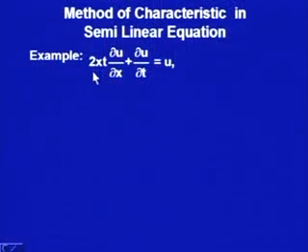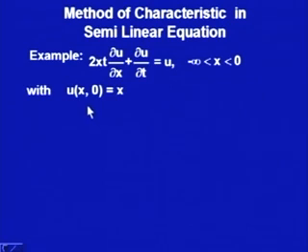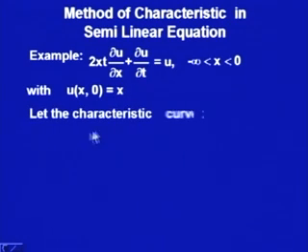Let us see the method of characteristics in a semi-linear equation. Again we will explain with the help of an example. This is a semi-linear equation, that means the equation whose coefficients involve only x and t. So, 2 x t del u over del x plus del u over del t is equal to u, with u(x, 0) equal to x.